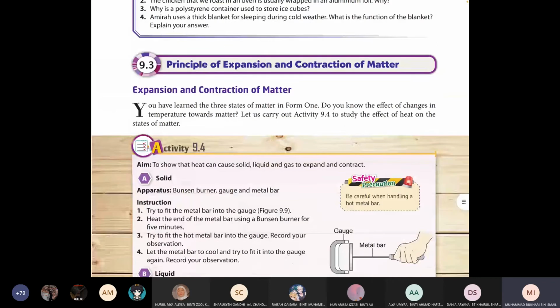Topic today, principle of expansion and contraction of matter.